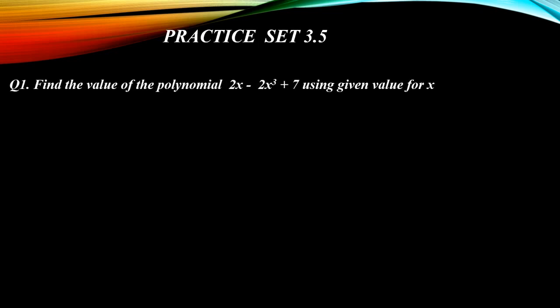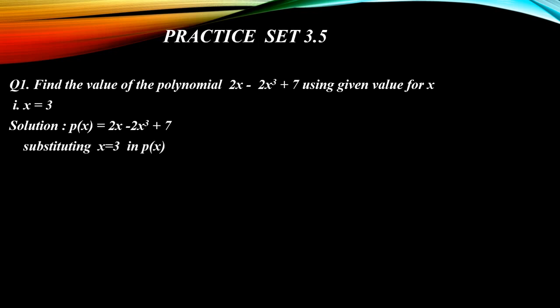Practice set 3.5. Question number 1. Find the value of polynomial 2x minus 2x cubed plus 7 using the given values for x. So first value of x is 3. P(x) is 2x minus 2x cube plus 7. Substituting the value x is equal to 3 in P(x), we get P(3) is equal to 2 into 3 minus 2 into 3 raised to power 3 plus 7.